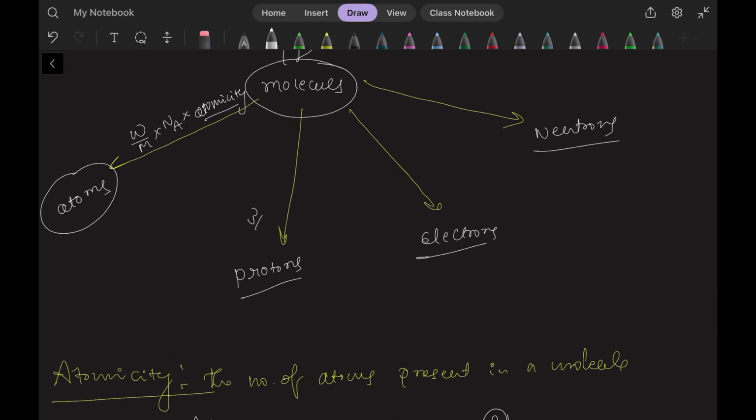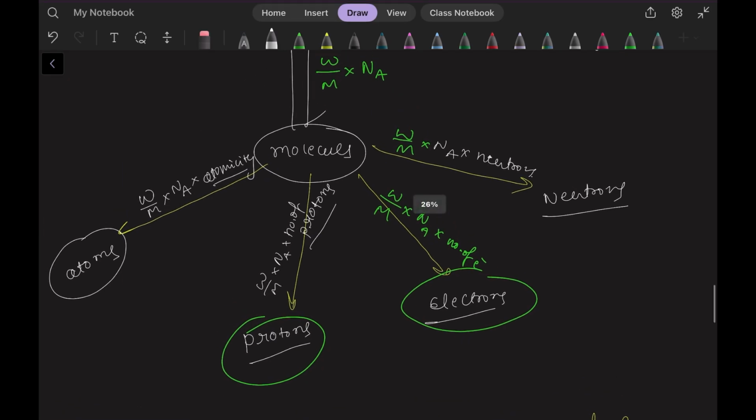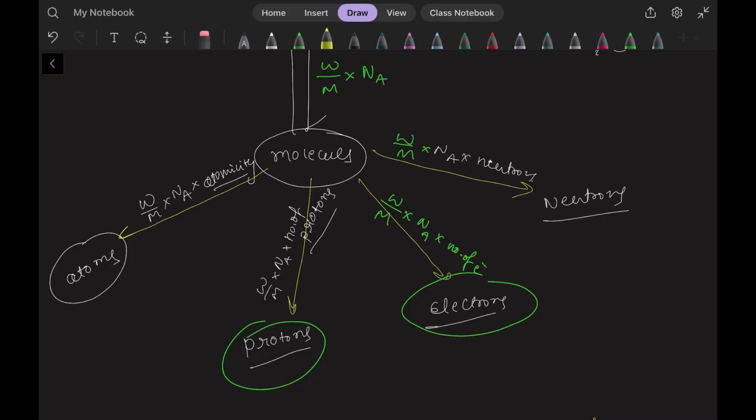Weight by molecular weight into Na into number of protons. You have to multiply, then you will convert molecules into protons. Third one is electrons. Weight by molecular weight, Na into number of electrons. Then you will get molecules into electrons. What about neutrons? I hope you can tell. Weight by molecular weight, Avogadro number into number of neutrons, then you can convert molecules into neutrons.